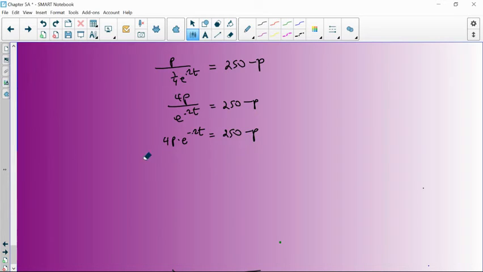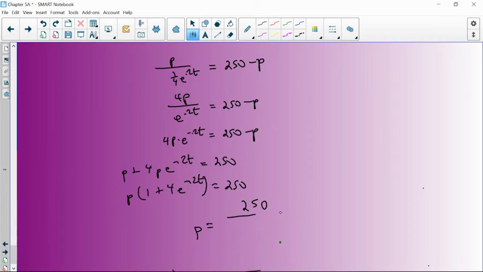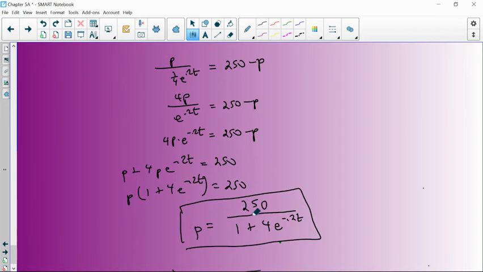Let's go ahead and add the p over. So p plus 4pe to the negative 0.2t is equal to 250. We can factor out our p value, so it's p times 1 plus 4e to the negative 0.2t equals 250, and now I can divide that quantity over. So it's a little bit different than what we did in class yesterday, but I think it's more efficient. P equals 250 over 1 plus 4e to negative 0.2t. And what I like about this is that it gives you your carrying capacity right there in the numerator.